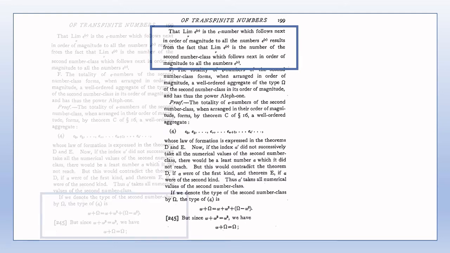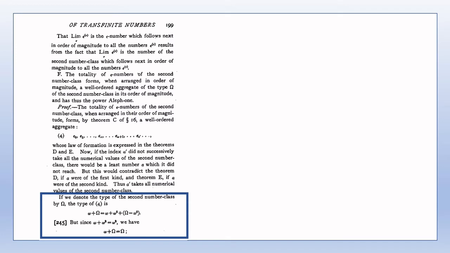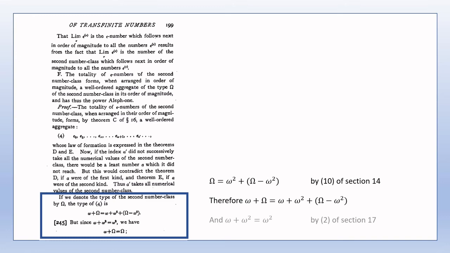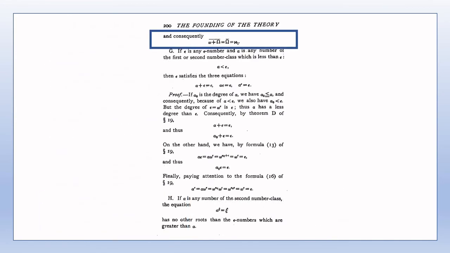In the proof of Theorem F, uppercase Ω is the type of only the aggregate of the numbers of the second number class in their order of magnitude. Therefore, lowercase ω + uppercase Ω is, by section 14, the type of the union aggregate of the first number class and the second number class. Some of the details are shown on the screen. The cardinal number of the second number class is Aleph 1 by Theorem F of section 16.